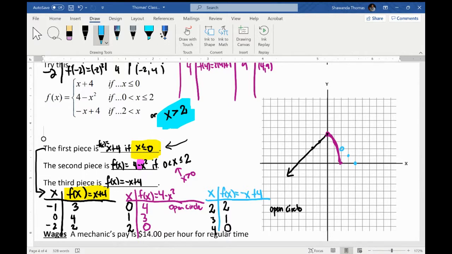Down to the right, down to the right, because it's greater than 2. So all the x values go in this direction.